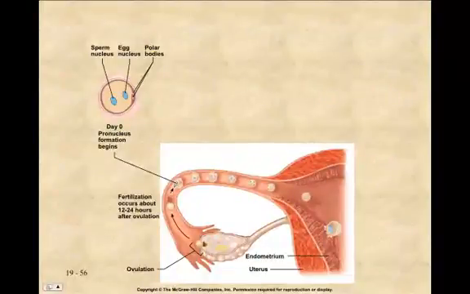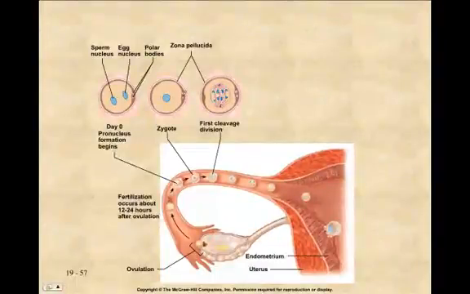So this is just showing you the sperm nucleus and the egg nucleus getting ready to fuse. And when they fuse, then we have what's called a zygote. And remember that fertilization takes place in the uterine tubes. So not in the uterus, but in the uterine tubes.